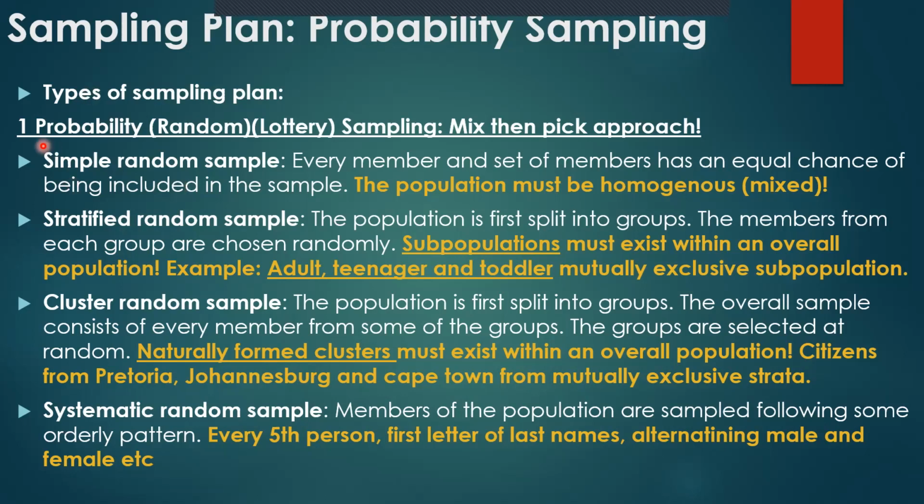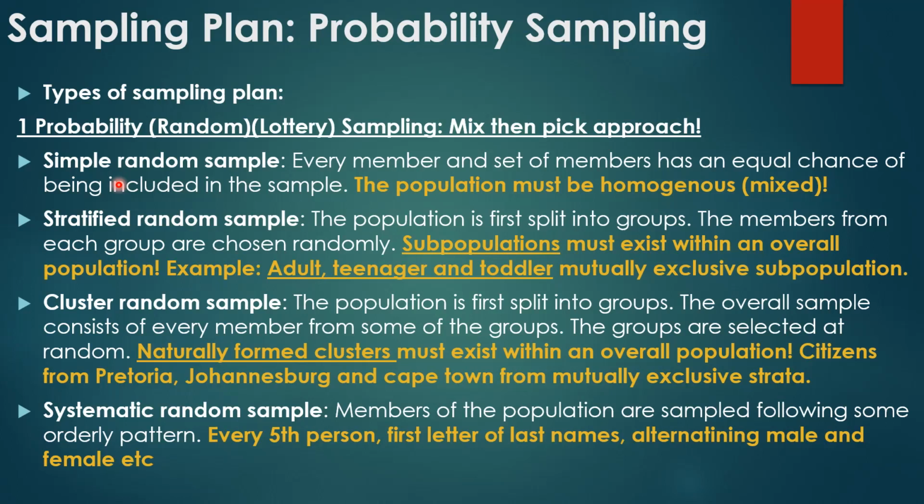So now, pay attention. Types of sampling. Number one, probability sampling, otherwise known as random sampling or the lottery. These are just big names for mix and then pick. Probability or random sampling simply means you mix and then you pick, like you mix a pile of cards and then pick, or the lottery method, where they mix the balls and pick balls randomly. A simple random sample is the one where you just mix and then you pick.